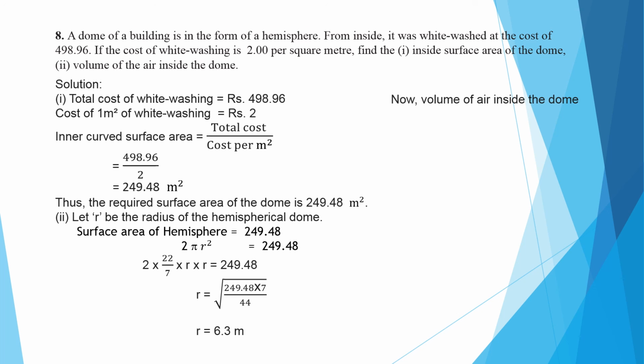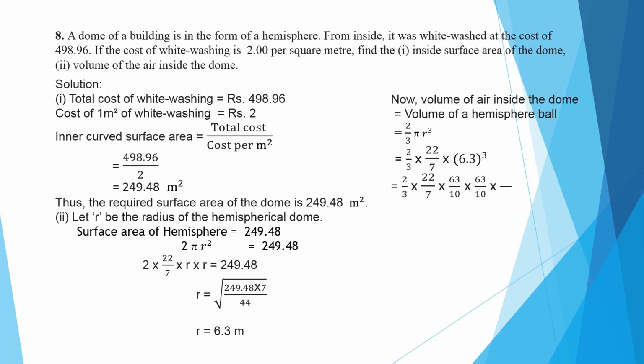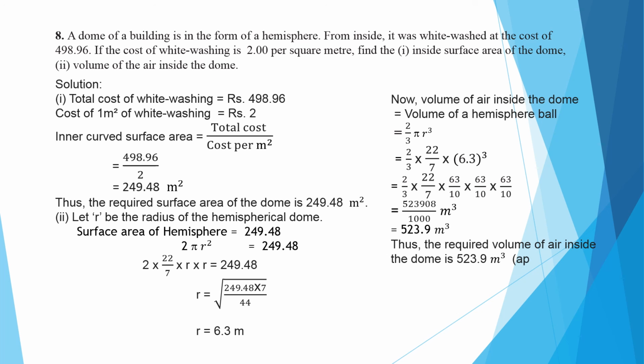Now we need to find the volume of air inside the dome, which is equal to the volume of hemisphere, and the volume of hemisphere is 2 by 3 pi r cube. So 2 by 3 into 22 by 7 into 6.3 into 6.3 into 6.3. After calculation we are getting the value, which we will take approximately, so we are getting 523.9 meter cube. That is the required volume of the air inside the dome. I hope till this it is clear.